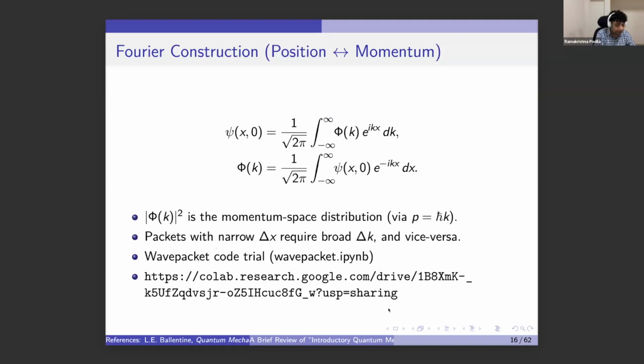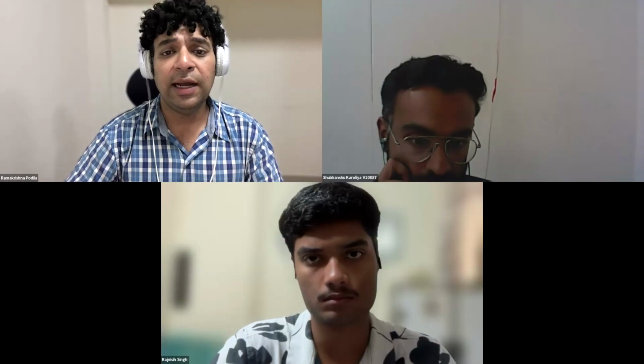We say that this phi of k is the momentum space distribution, and whenever you have a broad momentum distribution, you would have a sharp, narrow position distribution, and whenever you have a broad position distribution, you would have a sharp momentum distribution. So for example, if you have a single k, then you have almost infinite delta x. If you have it the other way around, it goes the other way around. So I have a code here to visualize that. Let me stop this, and then I am going to share the code.